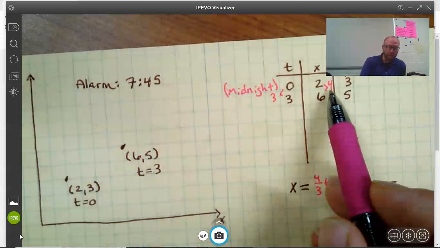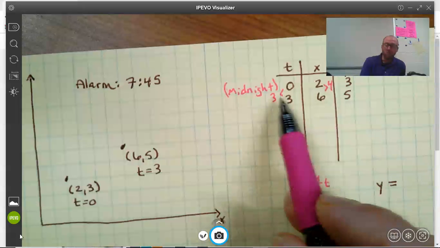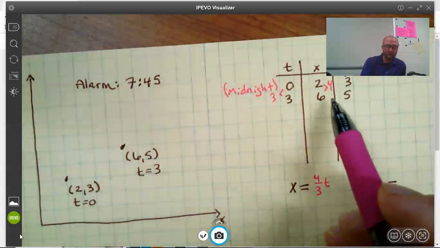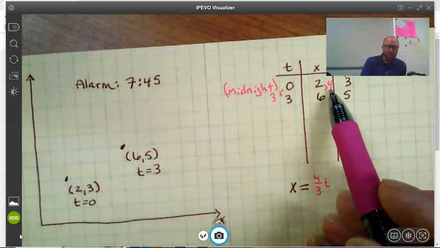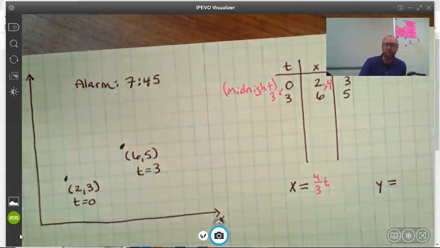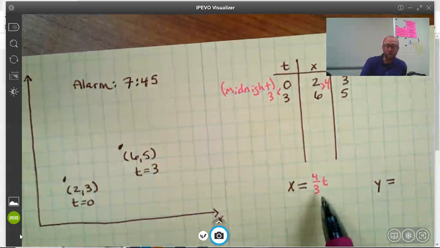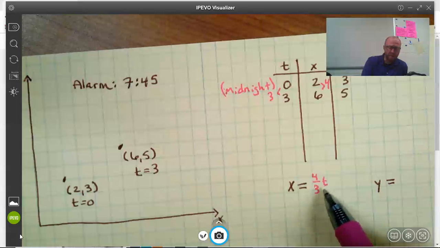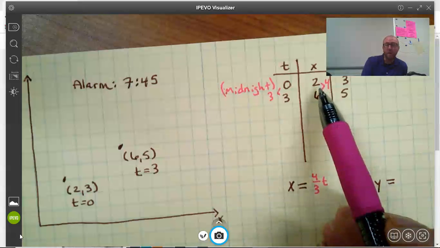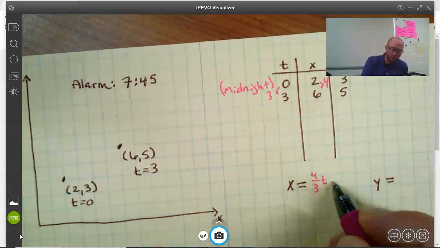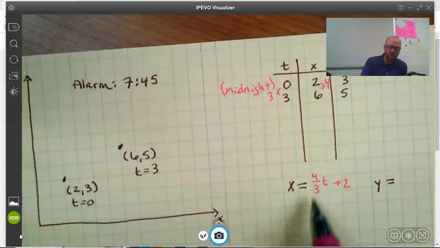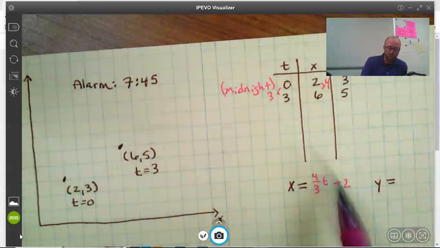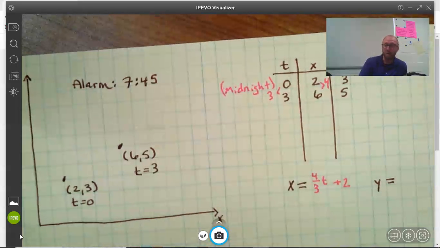So we look at our change in x and our change in t. We see it's 4, a ratio of 4 to 3. So assuming we're traveling at a constant pace, or rate, then the x-coordinate will change at a rate of 4/3 of a unit for every 1 unit of change in t. So our rule starts out with 4/3 t, but it has to be adjusted because this won't work. If I plug in time 0, I output 0, but I don't want to output 0. I want to output 2. So we'll need to adjust by adding 2. And if we check, this should work. See, 4/3 times 3 is 4, plus 2 is 6. So that works. So this is our rule for x.